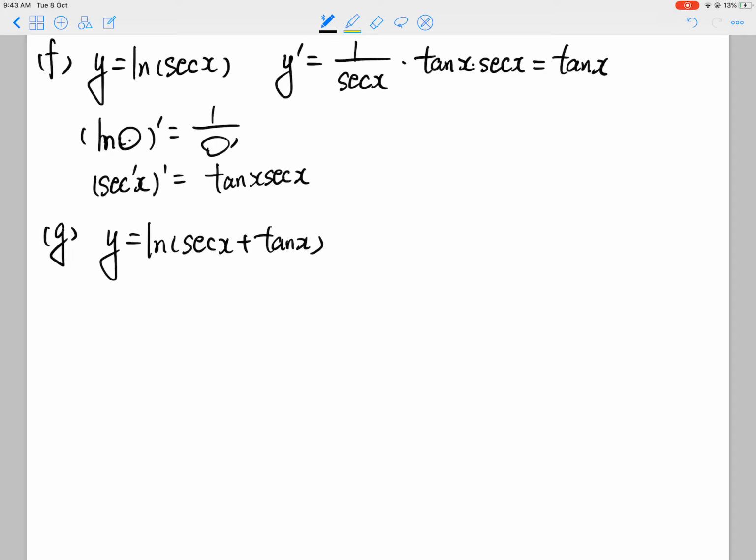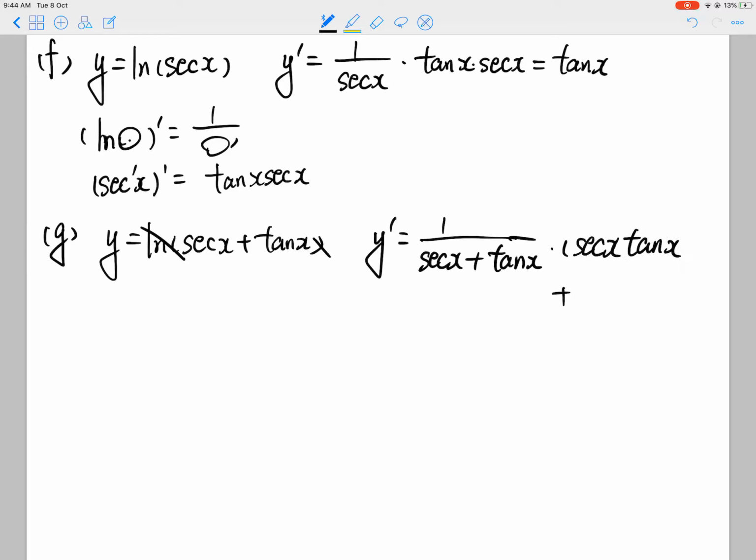So again, from outside to inside, the first is ln of something. The derivative is just like here, 1 over this thing. Then times, after ignoring ln, the derivative of secant x plus tangent x. Secant x's derivative is secant x times tangent x. Tangent x's derivative is secant x squared.